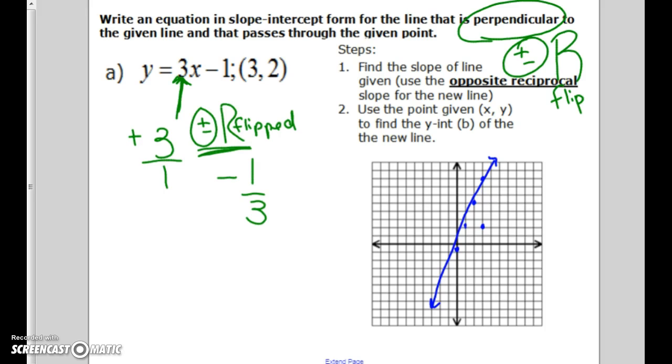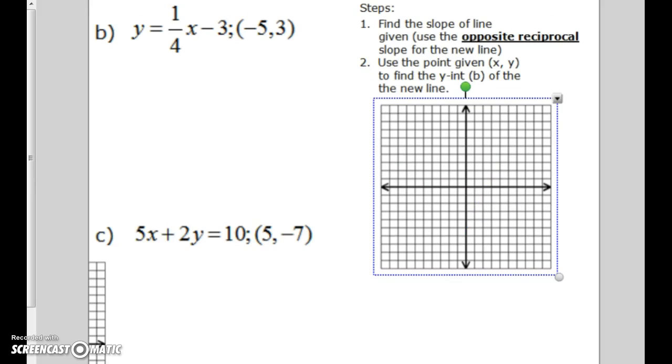Okay, if I were to graph that original equation, I get this first blue line right here. It says that it needs to pass through this point, so I've graphed 3, 2 here, and now I need to use my slope. So from this new point, I need to go down 1 and over 3, down 1 and over 3. So now this new line, what they're saying is if I graph it properly, that creates a 90-degree angle.